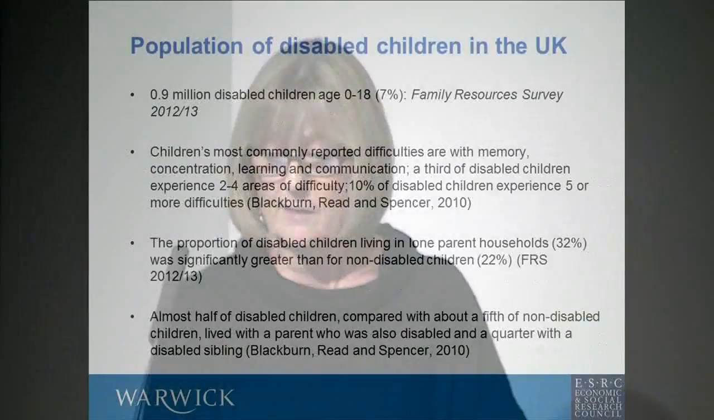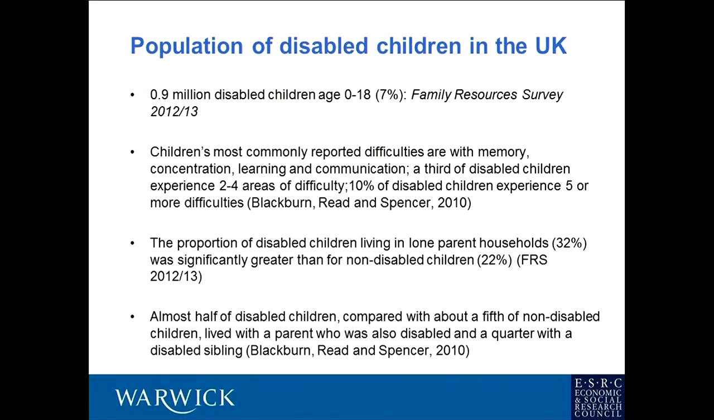So we're going to focus on the association between childhood disability and the material circumstances in which they live. If we look at the population of disabled children in the UK, using data from the Family Resources Survey, we have about 0.9 million disabled children under the age of 18. And this data relies on the definition of disability in the Equalities Act.